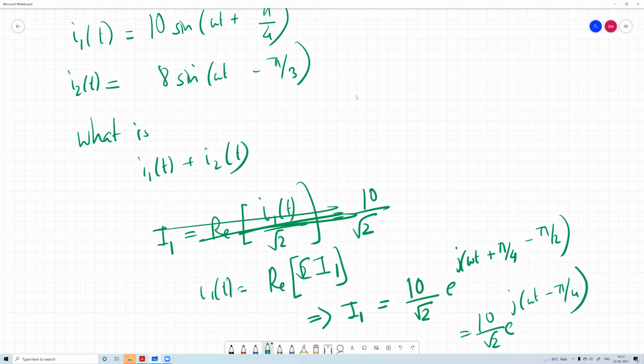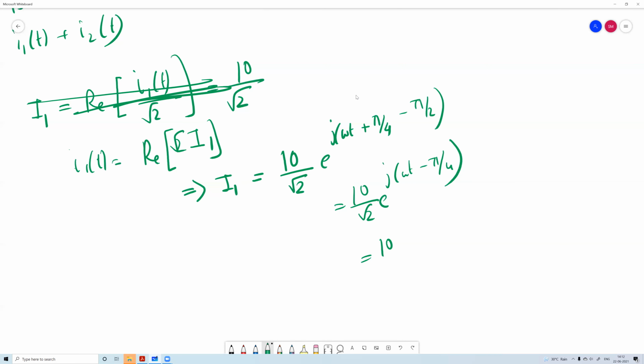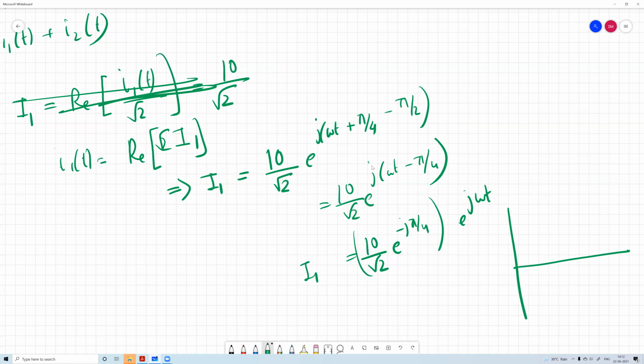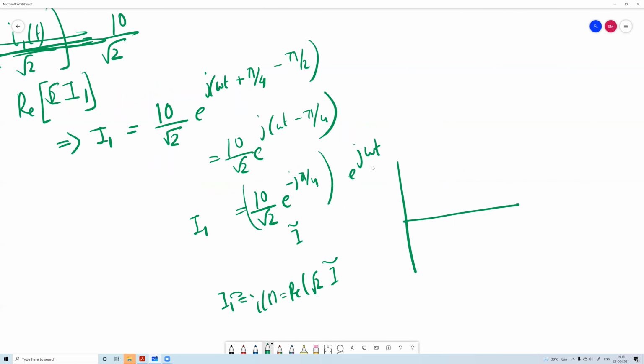Now we can separate 10 root 2 e to the power of minus j pi by 4. You can write I1 in this way. By suppressing or ignoring this e to the power j omega t, it is always there. This is the I phasor. So I would be the real part of square root of 2 I e to the power j omega t.